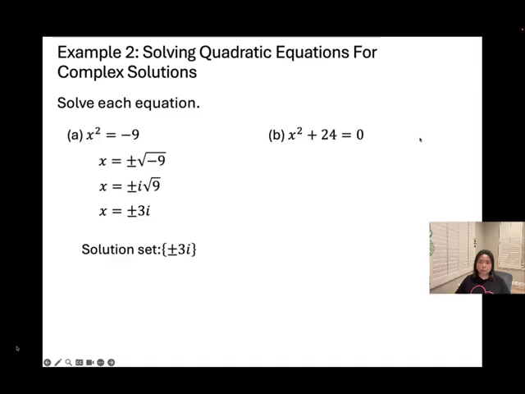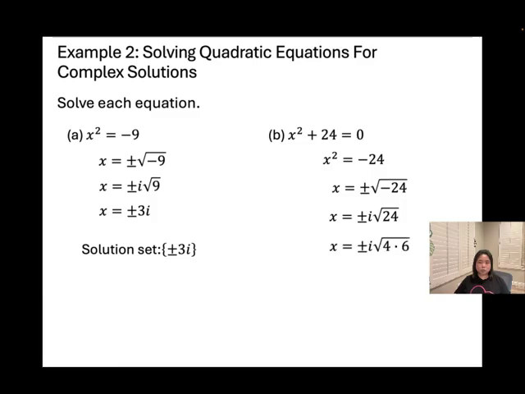Same idea, I'm going to subtract 24 from both sides. Take the square root, and it becomes plus or minus i square root of 24. And 24 is 4 times 6, and the square root of 4 gives plus or minus 2i square root of 6. Okay, that will be the solution set.